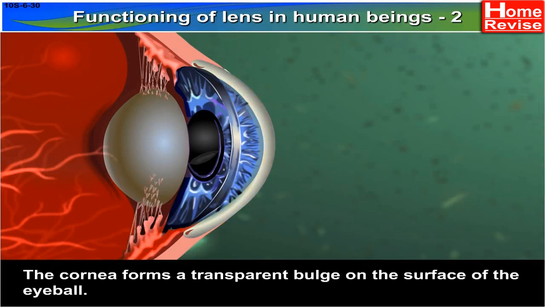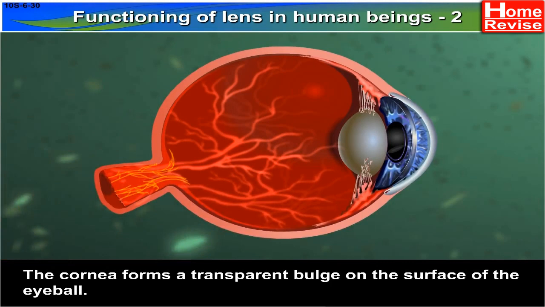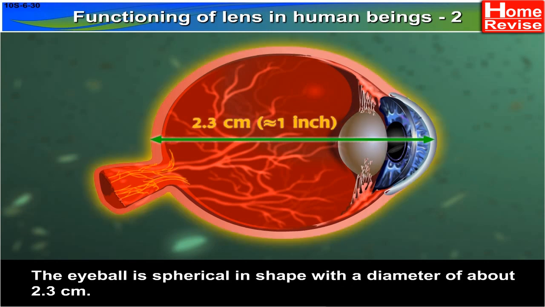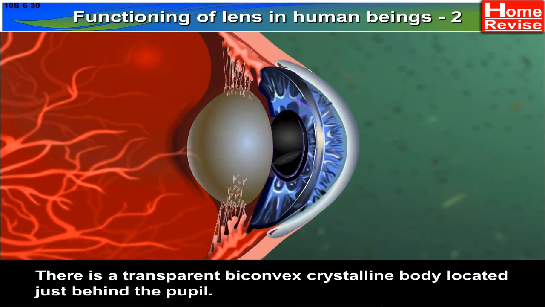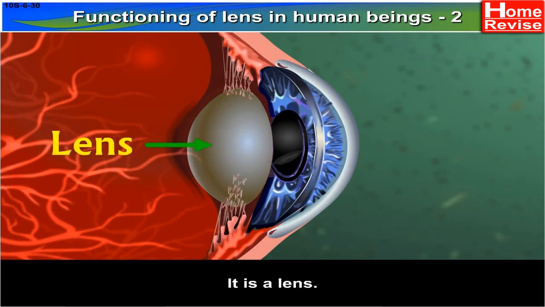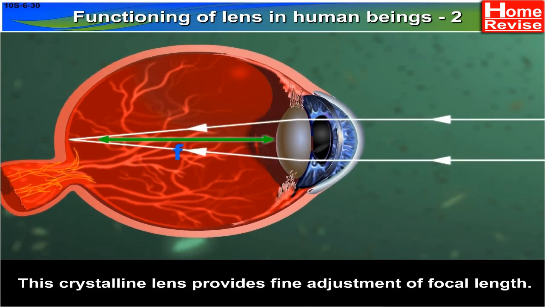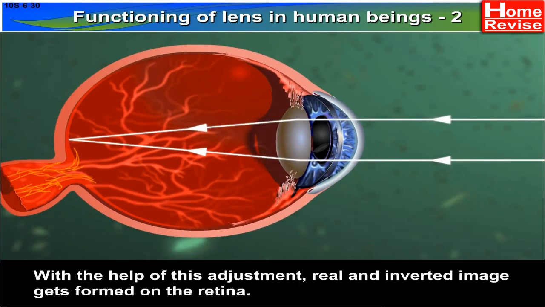The cornea forms a transparent bulge on the surface of the eyeball. The eyeball is spherical in shape with a diameter of about 2.3 centimeters. There is a transparent biconvex crystalline body located just behind the pupil. It is a lens. This crystalline lens provides fine adjustment of focal length. With the help of this adjustment, a real and inverted image gets formed on the retina.